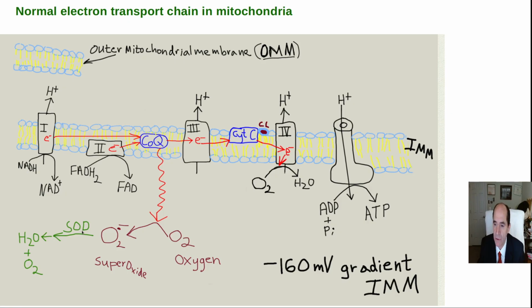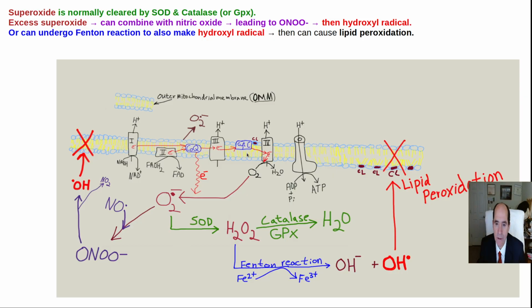The only thing faster than this, though, is if nitric oxide gets into our mitochondria, it can combine with superoxide and make peroxynitrite. Okay, you're going to need to know that. That's actually a big deal. And here's an example of it happening.